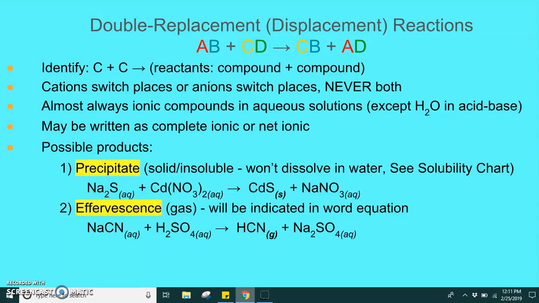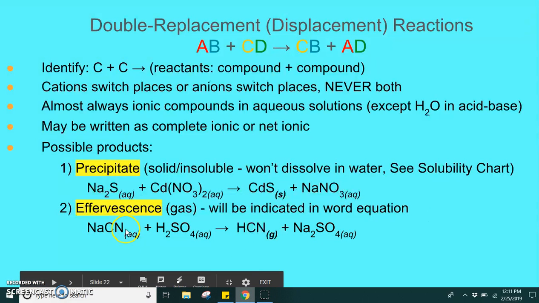Another type of a double replacement reaction is where you might get the production of a gas. So sodium cyanide and sulfuric acid reacting together, and you can see that cyanide was bonded to sodium on this side, but now cyanide is bonded to hydrogen. And the sulfate was bonded to hydrogen, and now the sulfate is bonded to sodium. So they just switched partners.